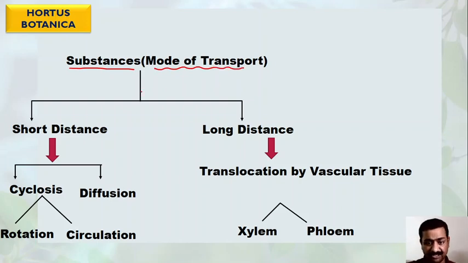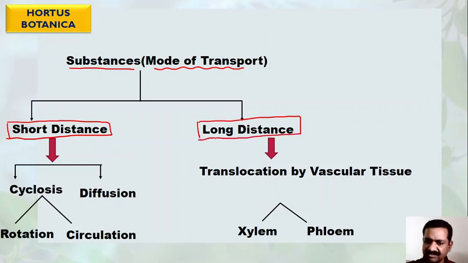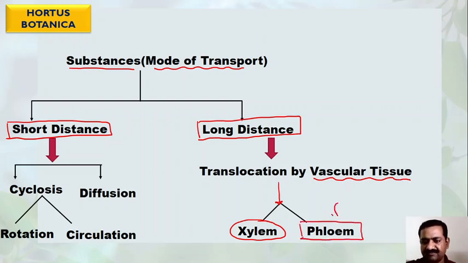What is the mode? It might be possible the substances are going only a short distance, or they might be moving a long distance. For this long distance, we need vascular tissues. For water, we need water conducting tissue, and that water conducting tissue is xylem. And then we need food conducting tissue, and this is the phloem. So for the long distance, we need the vascular system.